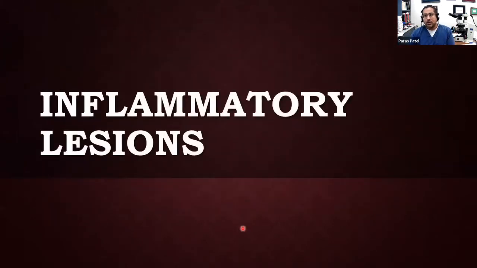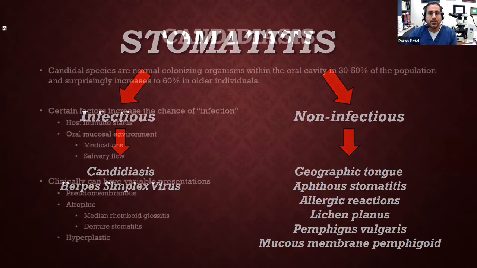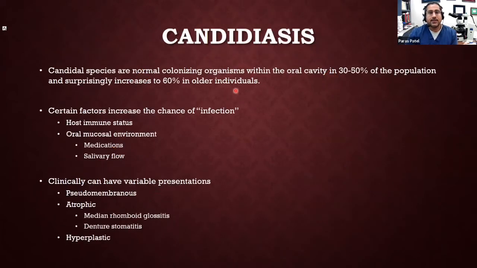All right, so we're going to inflammatory lesions. Stomatitis is kind of the generic term for inflammation within the mouth. We're going to discuss infectious as well as non-infectious disease processes. With infectious, I've limited it to two of the things that you're going to probably see most commonly in your practice, candidiasis and herpes simplex virus infection. And then with non-infectious, some of the more common things that we'll see, and I'll brush through some of those as well.